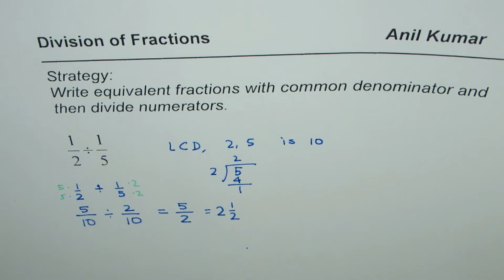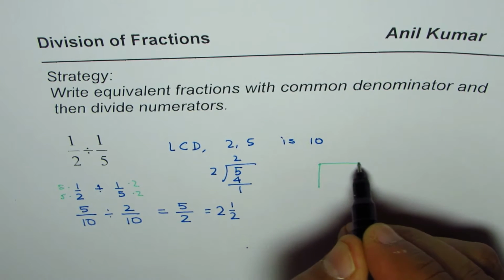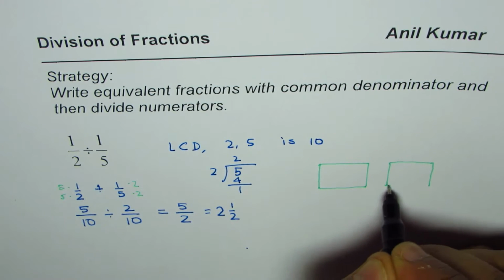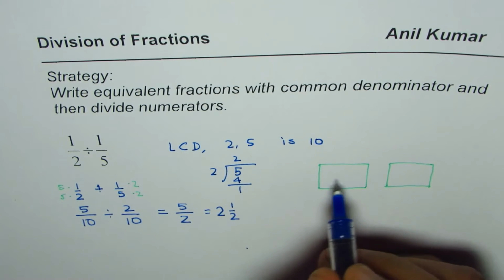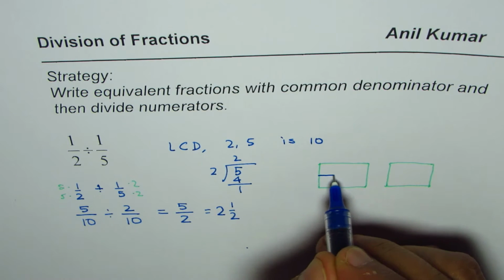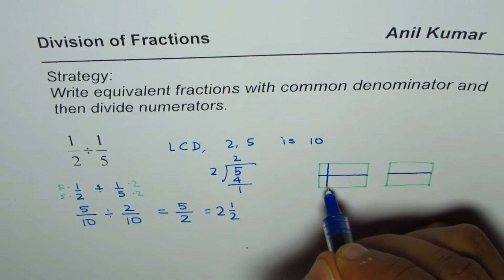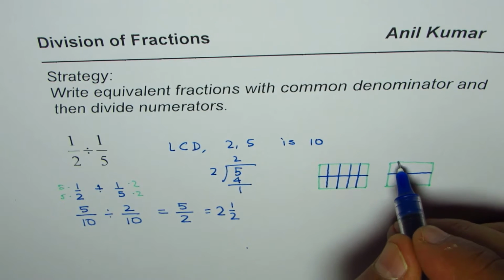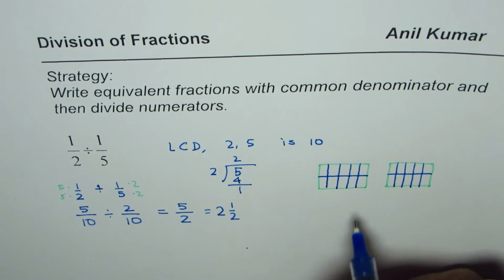Now here is one model which shows you the whole process. When we have 1/2 divided by 1/5, we can think about 1/2 and 1/5 as two different rectangles. Common denominator really means that we will divide this rectangle into 2 rows, both in 2 rows, and 5 columns. So let's say this is 1, 2, 3, 4 and 5.